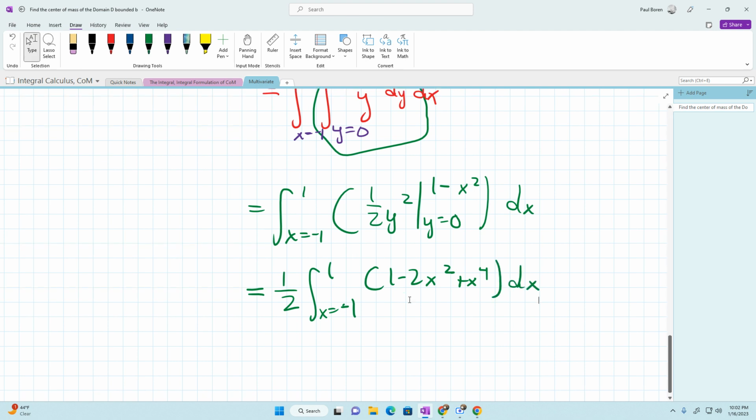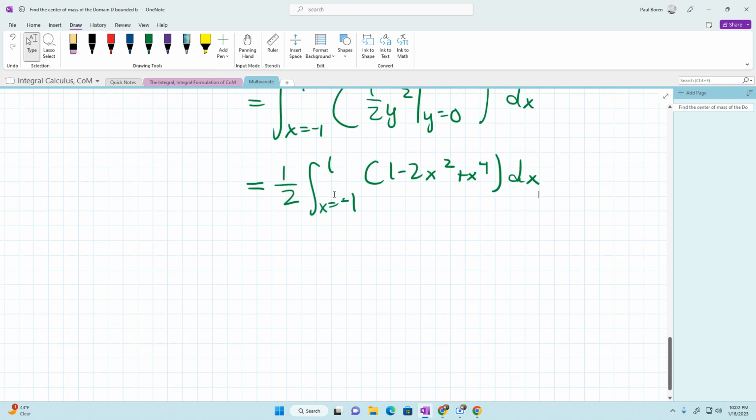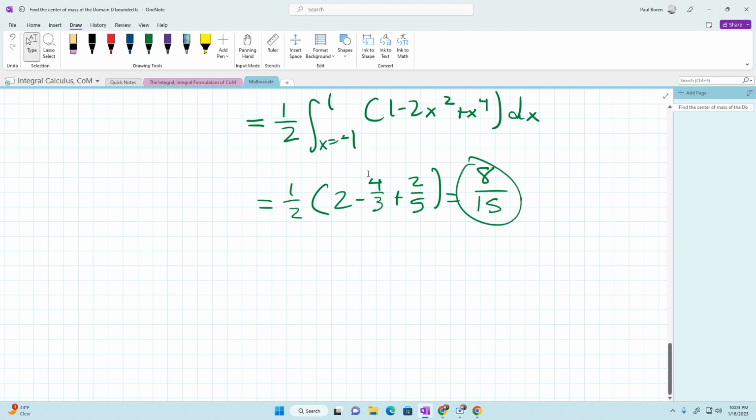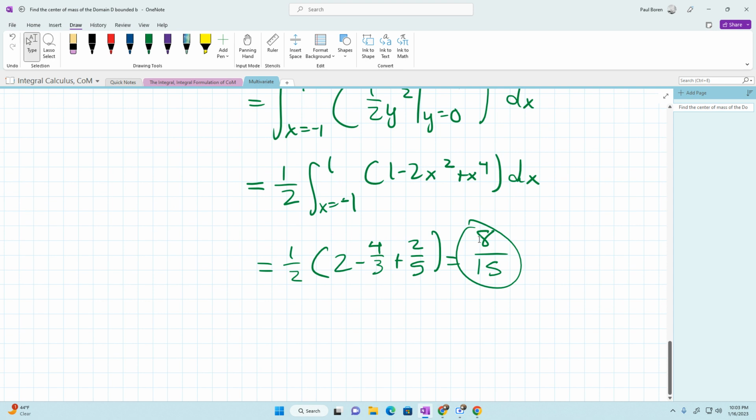So now I need to take the integral of this function with these bounds, and that will tell me my total mass. If I do that, keeping this 1/2 out here, I get 1/2 times 2 minus 4 over 3 plus 2 over 5. That would equal, I believe, 8/15. Okay, so this number here represents our total mass.